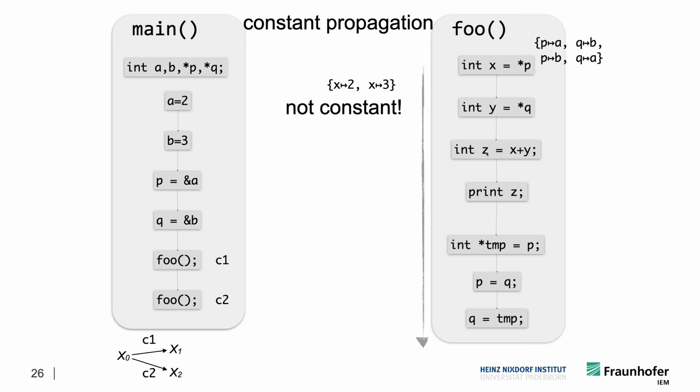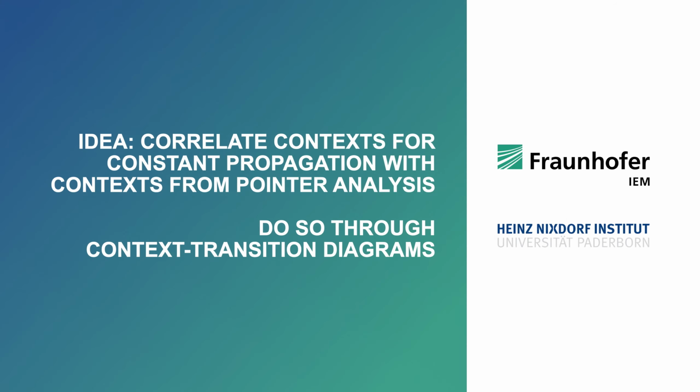So the idea and the solution to this problem is now to keep these contexts apart. So we want to correlate the contexts that we compute for the constant propagation with contexts that we have previously computed during the pointer analysis. And this is exactly where this context transition diagram comes in handy, because we can use the call sites that are encoded in that diagram to make that correlation.